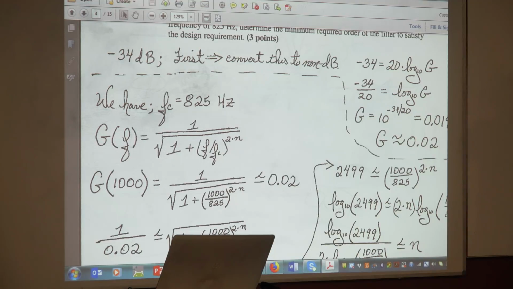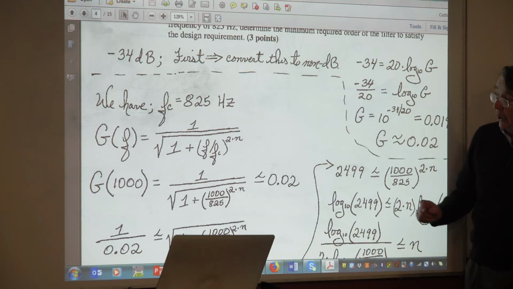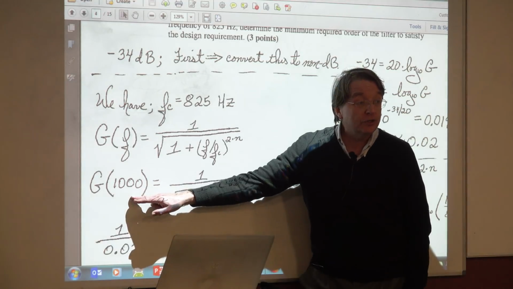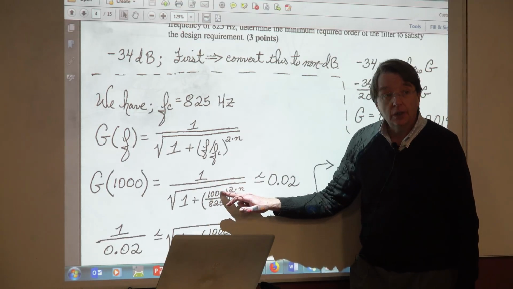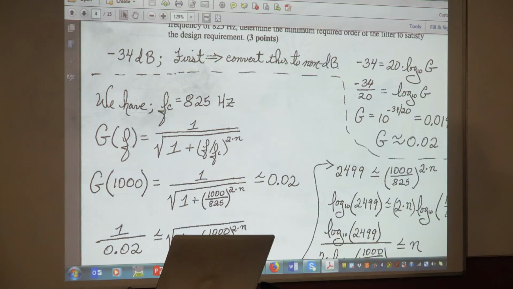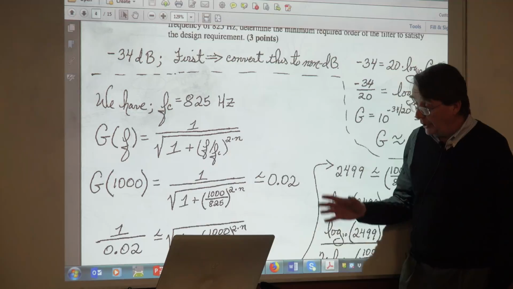Now, what that means is I want to get only 2% of the noise out. That's great. We're getting rid of 98% of the noise. So I'm thinking, all right, what order filter do I need? Now, be careful. I'm looking for a gain of 0.02 at the noise frequency. So I want the gain at 1,000 hertz. That's the noise frequency. So I go 1 over the square root of 1 plus (1,000 over 825). What's 825? The corner, or the break frequency. And that quantity is raised to the 2 times n. And here it is. I want this all to be less than or equal to 0.02. The only unknown I have is n.